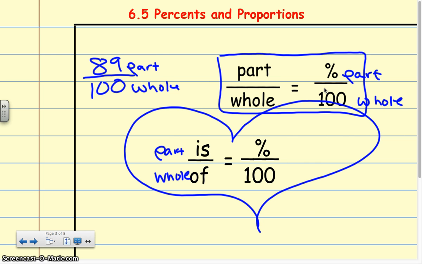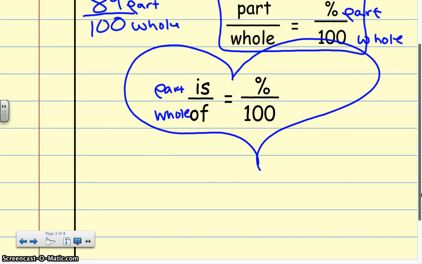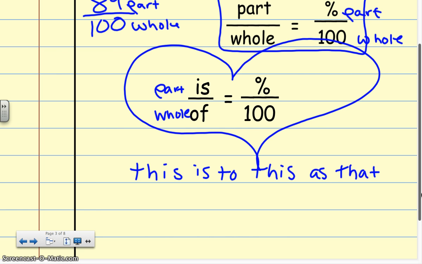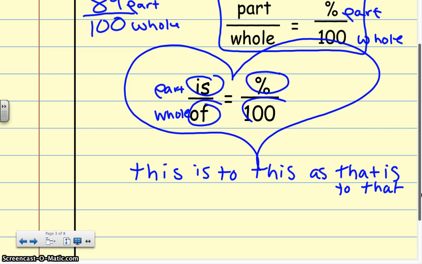You don't really want to say is percent of 100. You want to say is is to of as percent is to 100. You always want to say this is to this as that is to that. So I say part is to whole as part is to whole. And then here, this would be part is to whole as part is to whole.